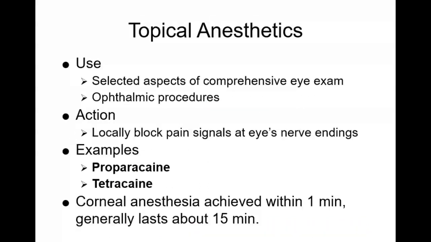Ophthalmic anesthetics act by locally blocking the pain signals at the eye's nerve endings. So these topical ocular anesthetics are applied directly to the eye. They don't provide any pain relief if you're having a headache or any other pain throughout the body. They're a local pain reliever. The two most common topical ophthalmic anesthetics are proparacaine and tetracaine. And you notice that C-A-I-N-E, the caine, is your clue that you're dealing with a topical anesthetic.